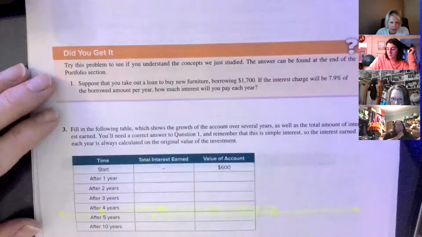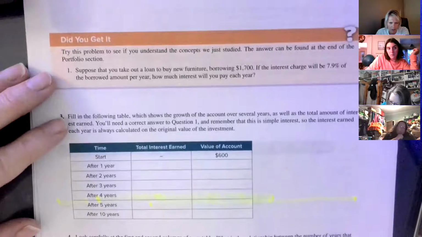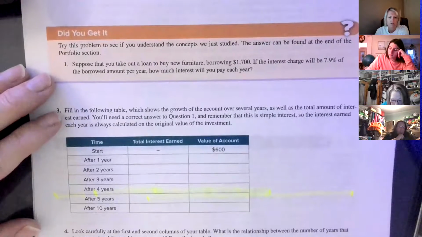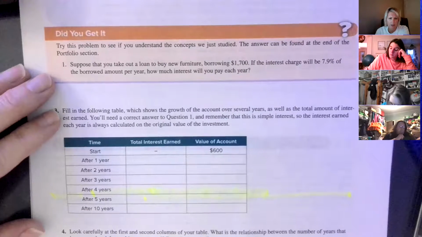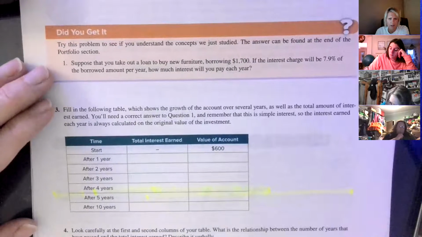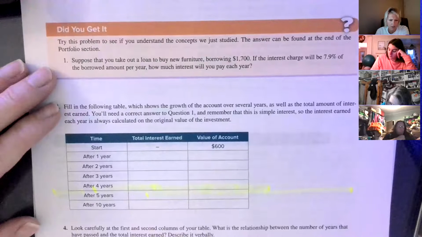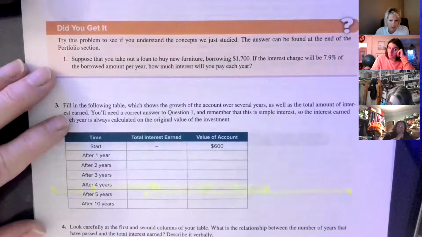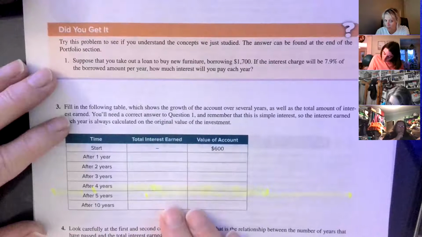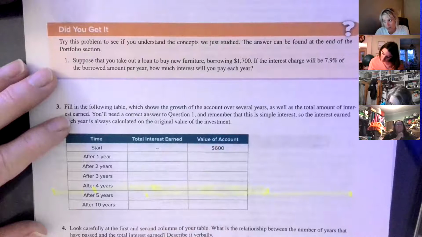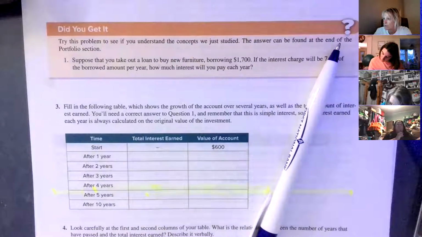And then number 3 says fill in the following table. So it's showing the growth of the account over several years, as well as the total amount of interest earned. And you can fill it in on your paper, or you could do it in Desmos if you'd like.